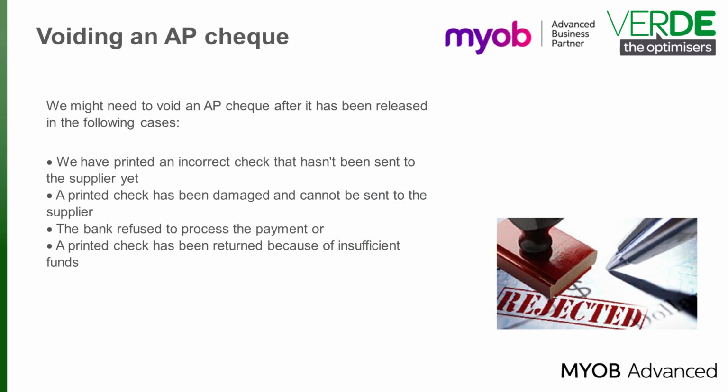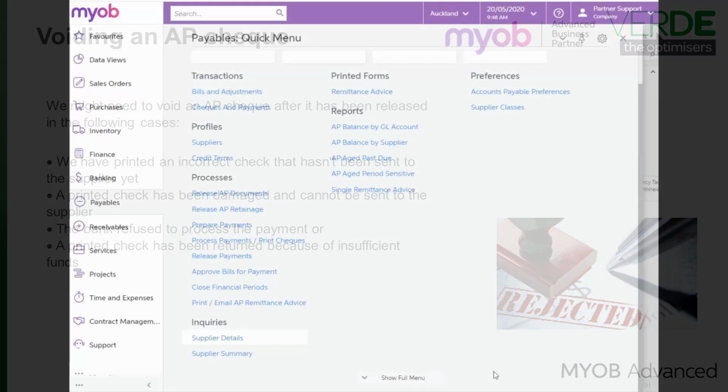We might also need to void an AP check after it has been released in the following cases. We have printed an incorrect check that hasn't been sent to the supplier yet, a printed check has been damaged and cannot be sent to the supplier, or the bank refused to process the payment, or a printed check has been returned because of insufficient funds.